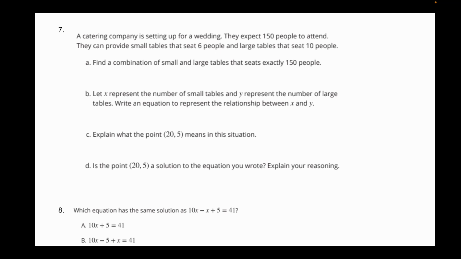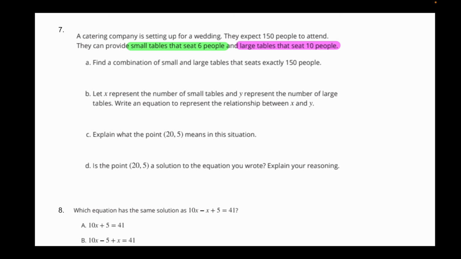Okay, so question 7. A catering company is setting up for a wedding. They expect 150 people to attend. They can provide small tables that sit 6 people and large tables that seat 10. So those seem important. I'm going to say small tables that seat 6 people, and we'll say large tables that seat 10 people. Those are my 2 different things being provided. So we want to find a combination of small and large tables that seats exactly 150.